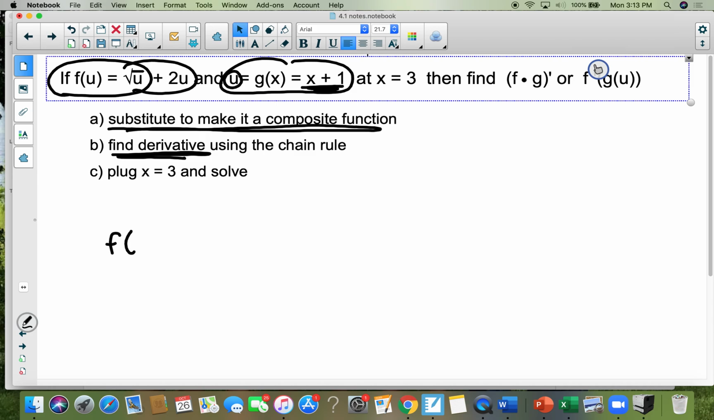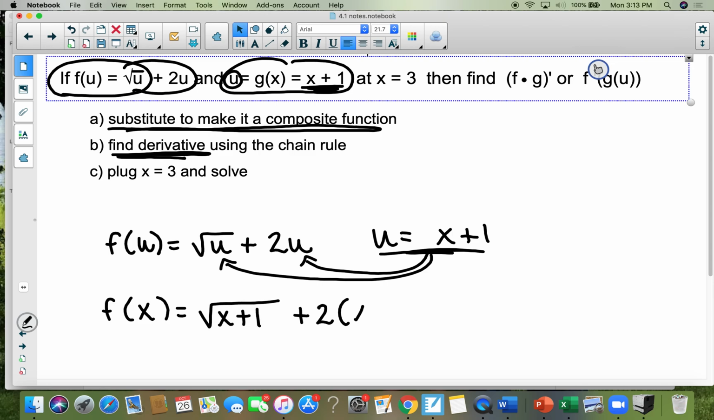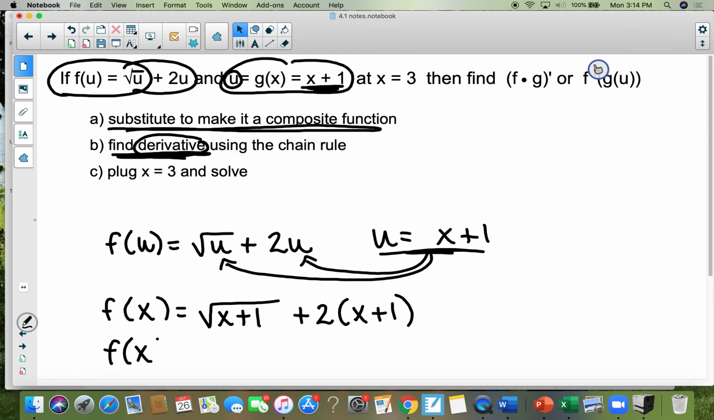So if f of u equals the square root of u plus 2u, I know I'm just rewriting it from up above, and I know that u is equal to x plus 1. This is what I want you to do. I want you to resubstitute in place of your u's. I need you to substitute. So you're going to get f of x equals the square root of x plus 1 plus 2 times x plus 1. I want you to substitute it in. After you substitute it in, now find the derivative, f prime of x. Oh, before we do f prime of x, though, let's rewrite it. This is f of x equals x plus 1 to the 1/2 power plus 2x plus 2.